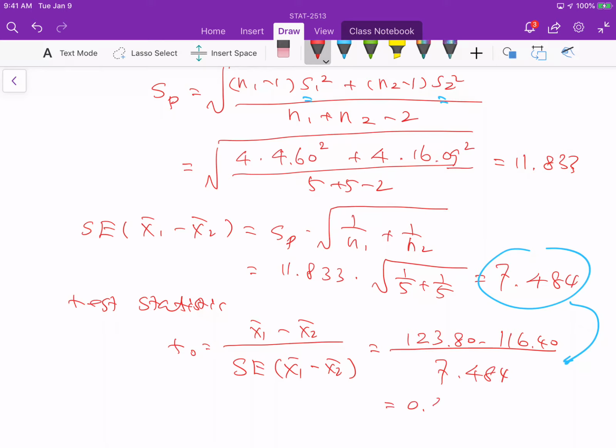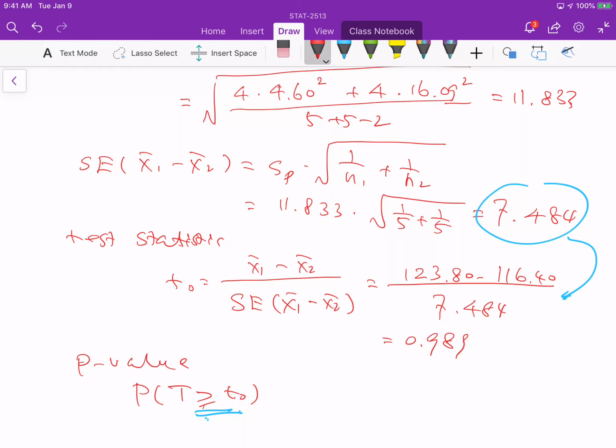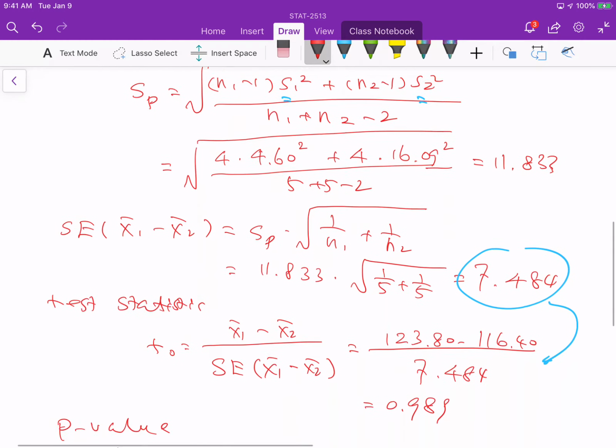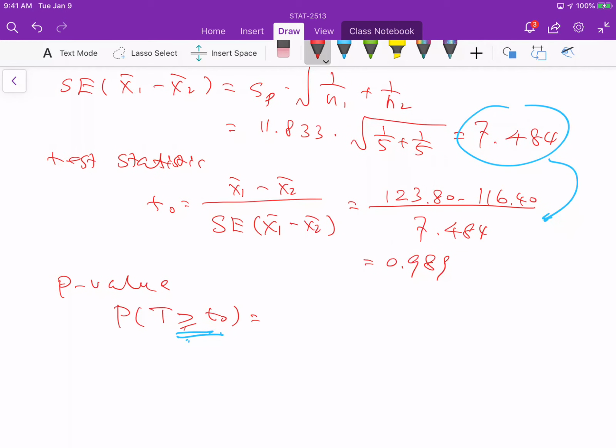Greater than or equal to. Basically it should be in the same direction as in the alternative hypothesis. For the p-value, this is the probability that t is greater than 0.989, and we cannot calculate this by hand, so we have to use Excel. So this is 1 minus T.DIST of 0.989, and then the degrees of freedom.